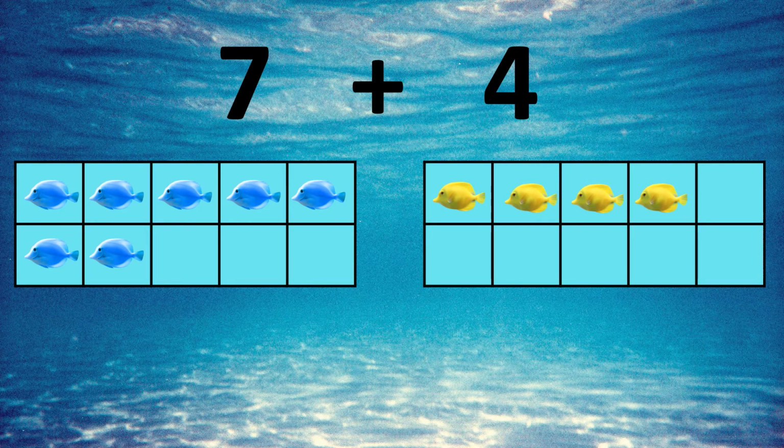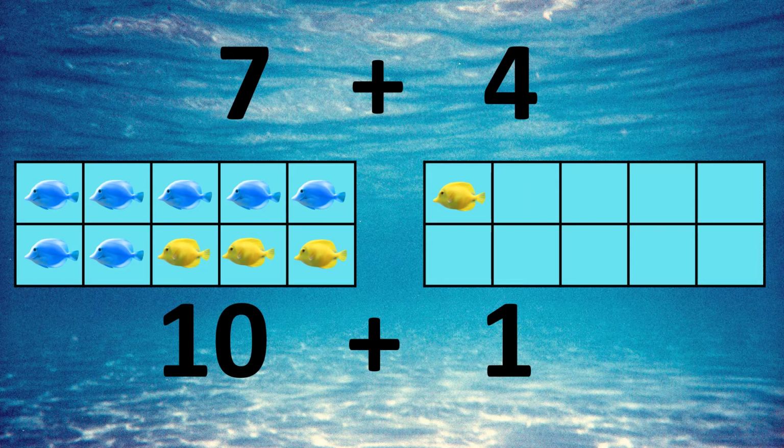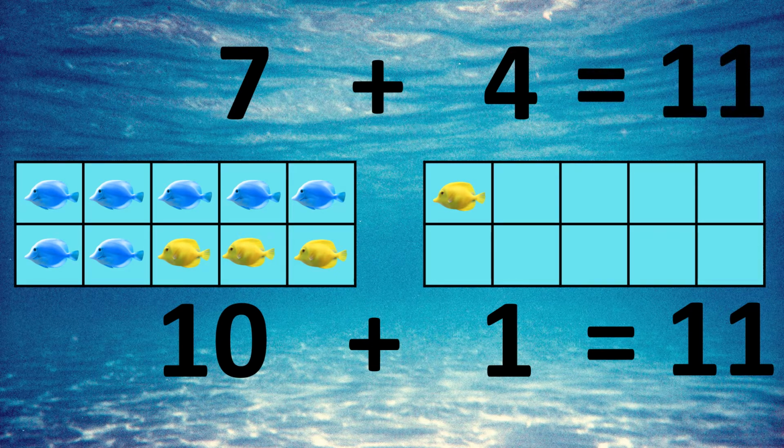This model shows 7 blue fish plus 4 yellow fish. I want to fill the blue fish frame so that I have 10 fish in that frame. And when I do that, that leaves only 1 yellow fish in the original 4. I can look at that and easily tell that 7 plus 4 is the same thing as 10 plus 1. 10 plus 1 is 11. So 7 plus 4 is also 11.